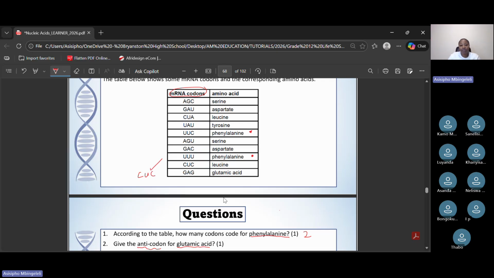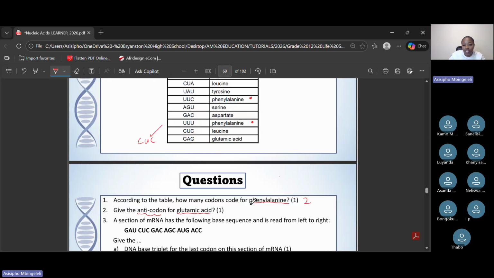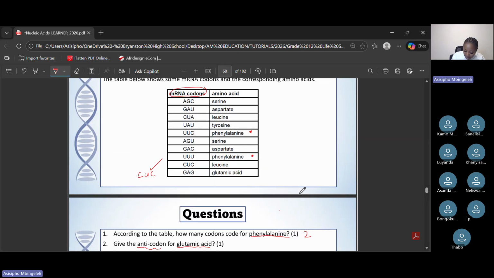How do you get it? For other people that didn't get it, please explain how you got CUC. From G and G. G is C, A is U, G is C. Perfect. So they wanted you to give an anticodon of glutamic acid. There is glutamic acid, but this is not the anticodon, that is a codon. So you then need to find the bases of the anticodon, which will pair with GAG, which is CUC.